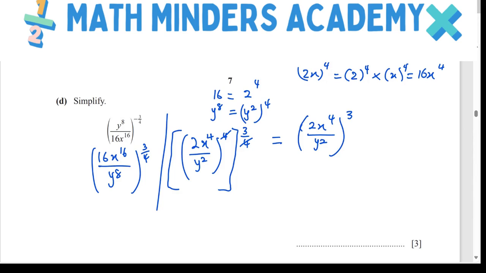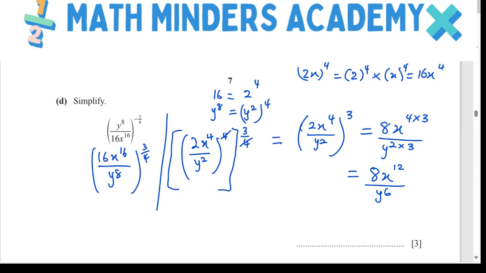Okay? And if we multiply this out, 2 raised to power 3 is 8. x raised to power 4 raised to power 3 is x raised to power 12. Of course, this is going to be times 3 here. This is y raised to power 2 times 3. So this is going to be 8x raised to power 12 all over y raised to power 6. Okay, and that is for question number 3D.